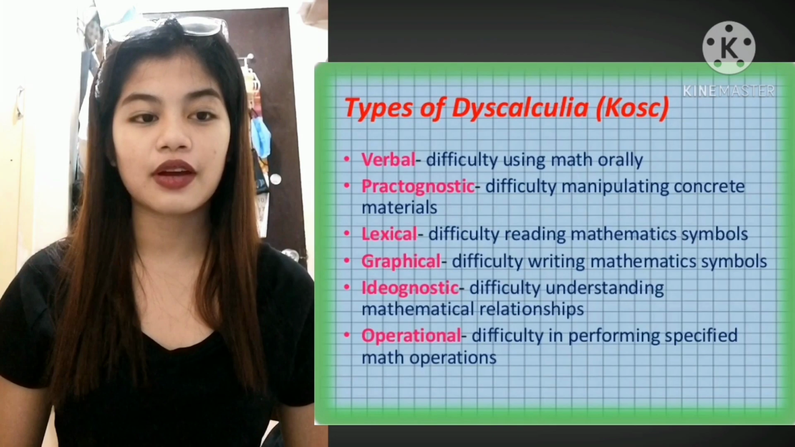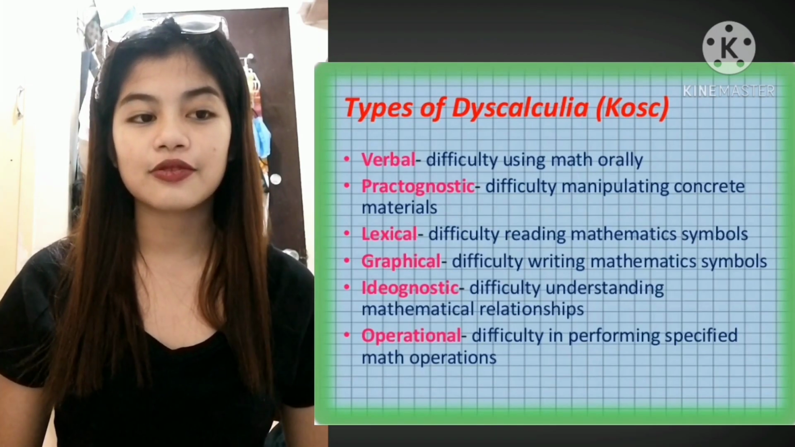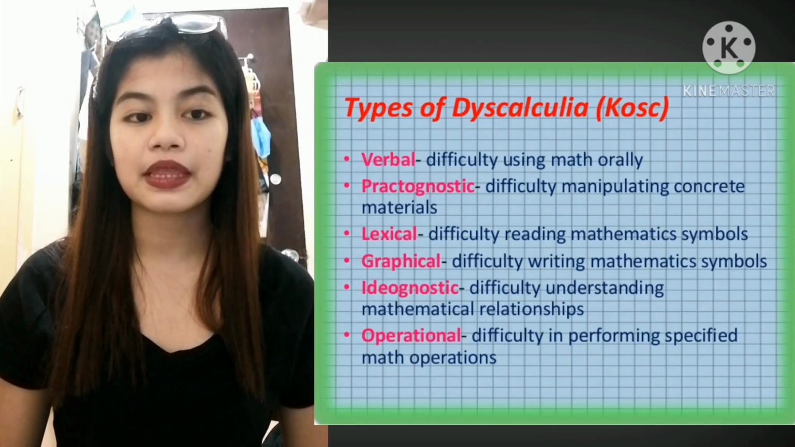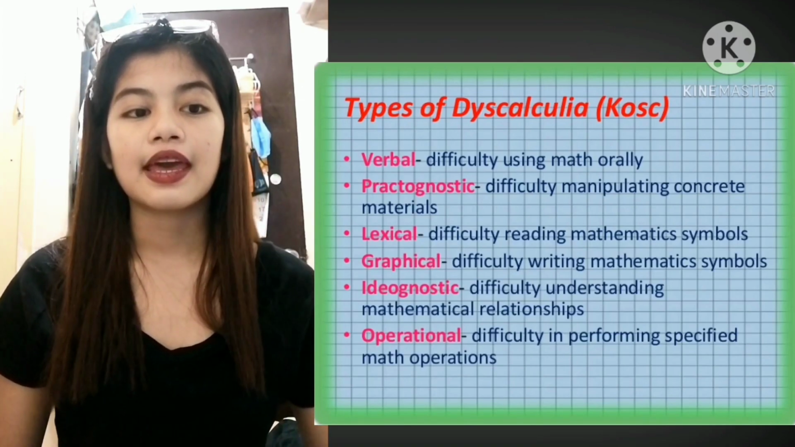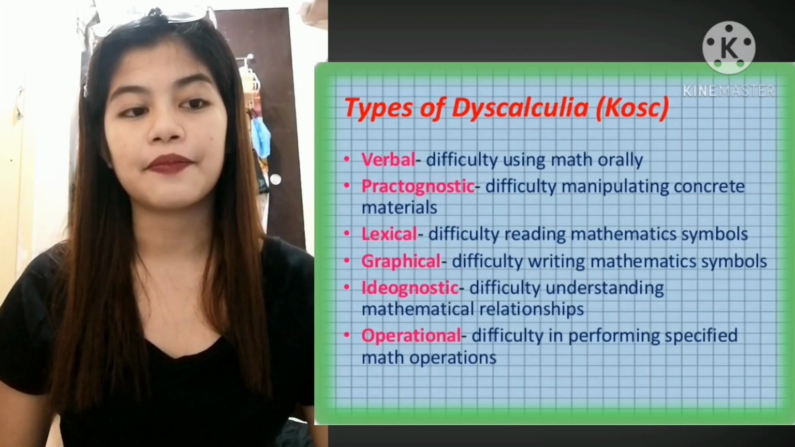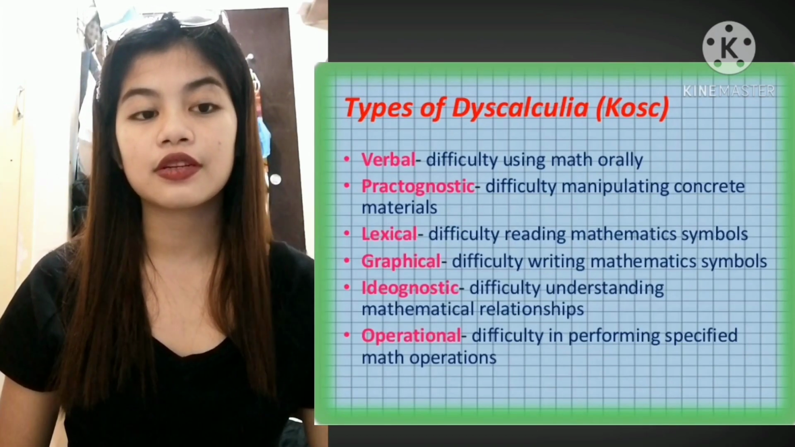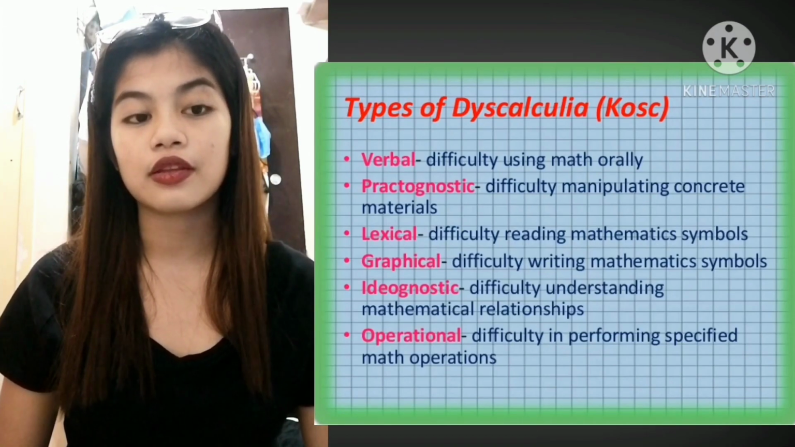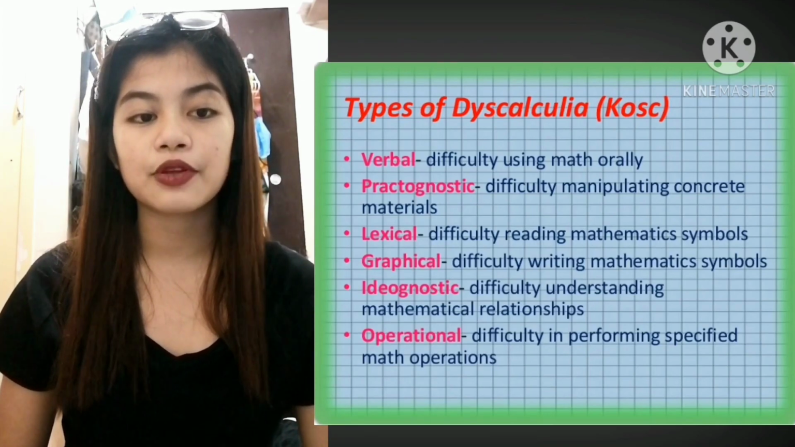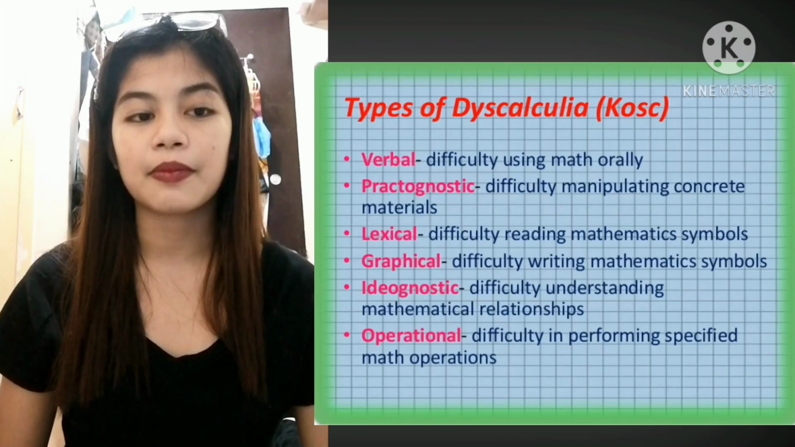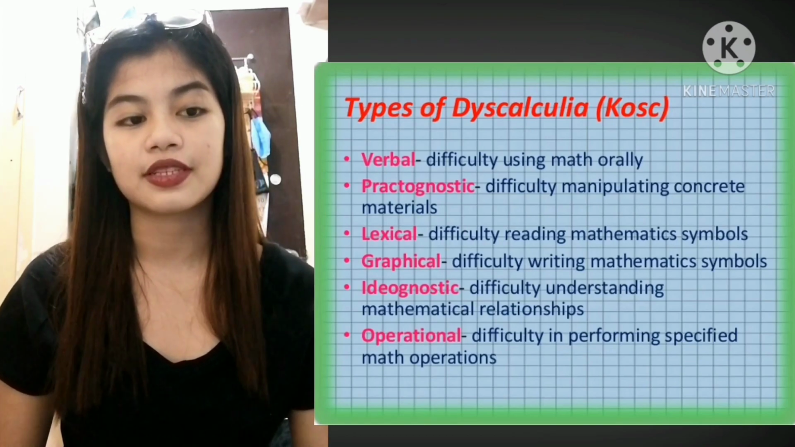Ideognostical. Those students who have this kind of dyscalculia have a hard time remembering mathematical concepts after learning them. And lastly, the operational dyscalculia. Someone with operational dyscalculia will be able to understand the numbers and the relationships between them, but will have trouble manipulating numbers and mathematical symbols in the calculation process.